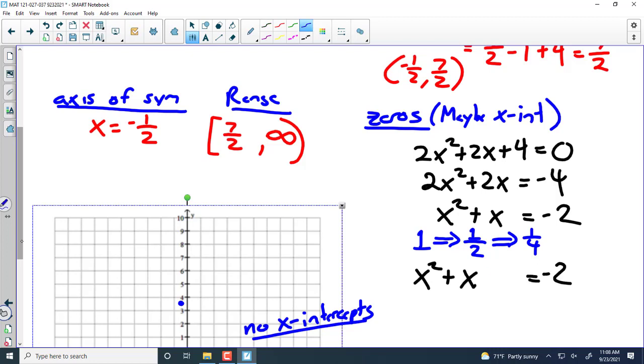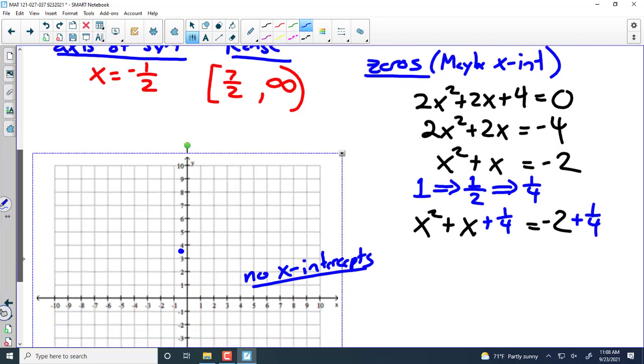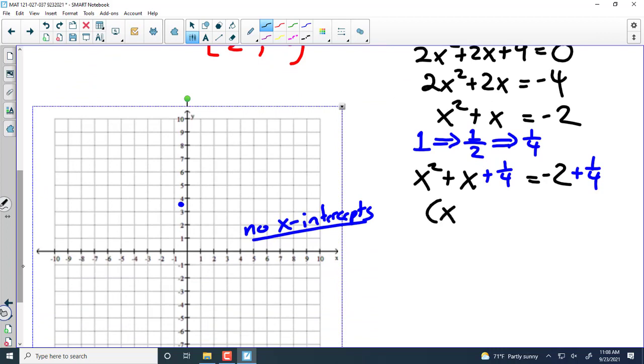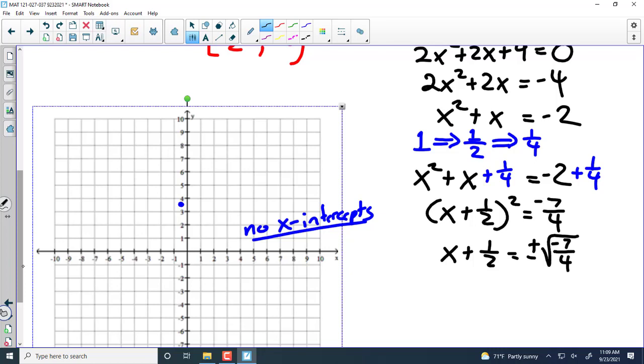I'm going to do this kind of fast, everyone, because I want you to have this in your notes, but this is not the main focus of this problem. 1/2 squared, 7/4. Apply the square root property. That should be negative 7/4, sorry. Yeah, they do end up being imaginary.